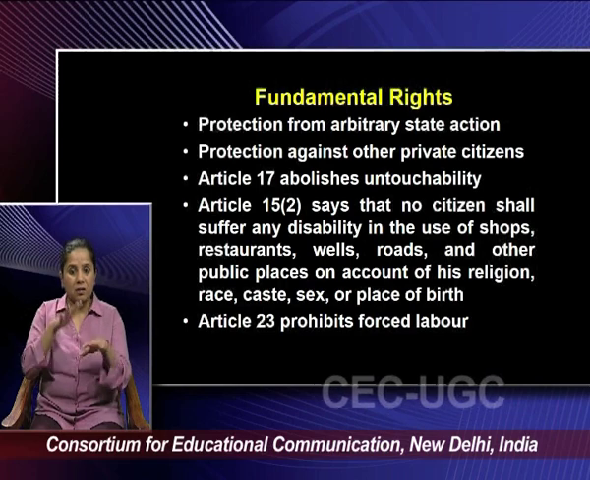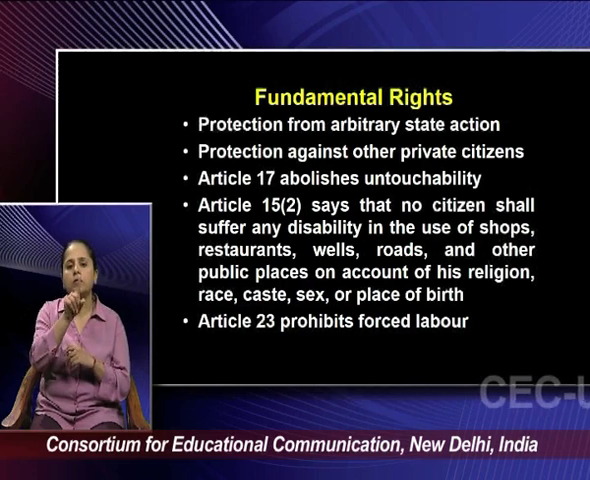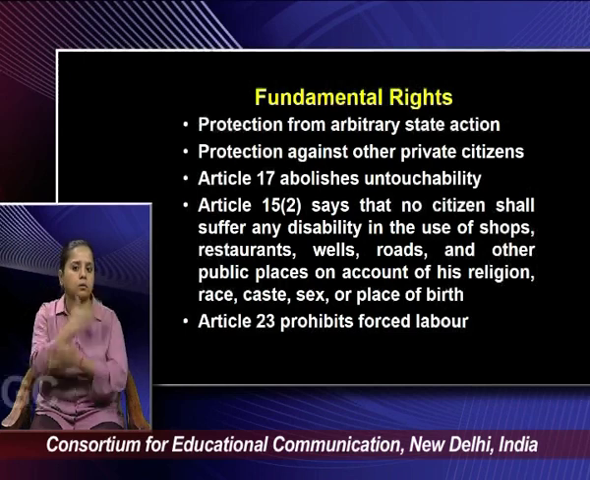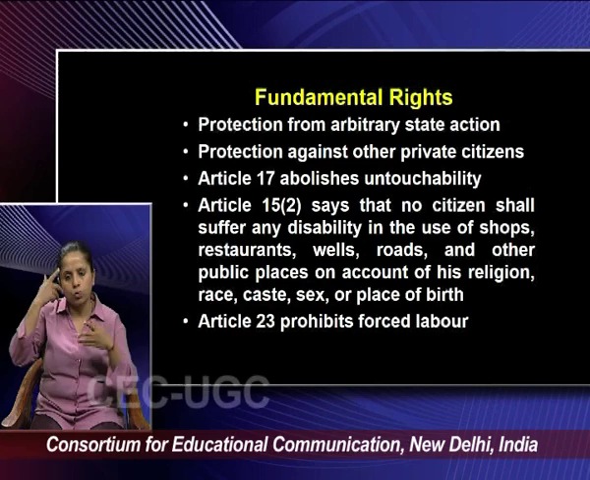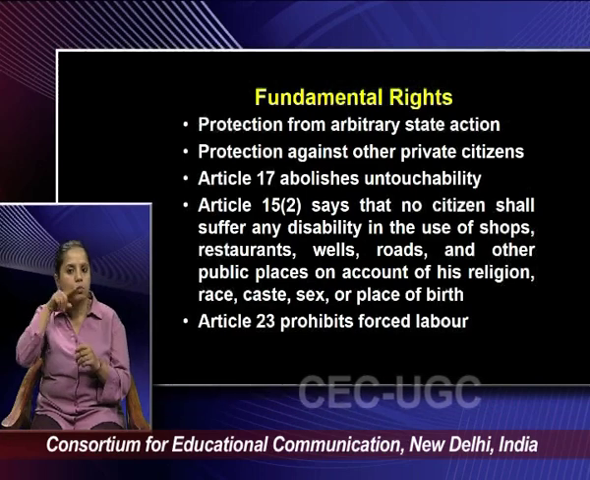And we find that Article 17 abolished untouchability, and Article 15(2) says that no citizen shall suffer any disability in the use of shops, restaurants, wells, roads and other public places on account of his religion, race, caste, sex or place of birth. So, we find that any kind of distinction on any basis has been rejected by the constitution, and it made a number of efforts to remove the various social evils in society, untouchability being one of them, and forced labor was also prohibited by Article 23 of the constitution.